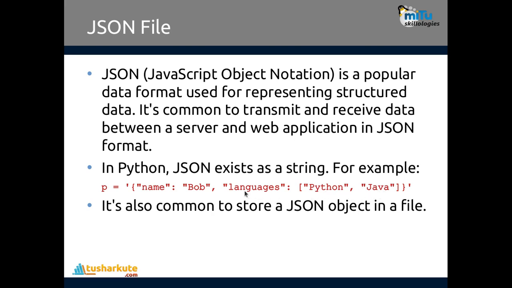So it's also common to store a JSON object in a file directly. In this way you can store the data. Now if you find it, it's just like a dictionary. Name is a key, Bob is the value, languages is a key, Python and Java are the values.